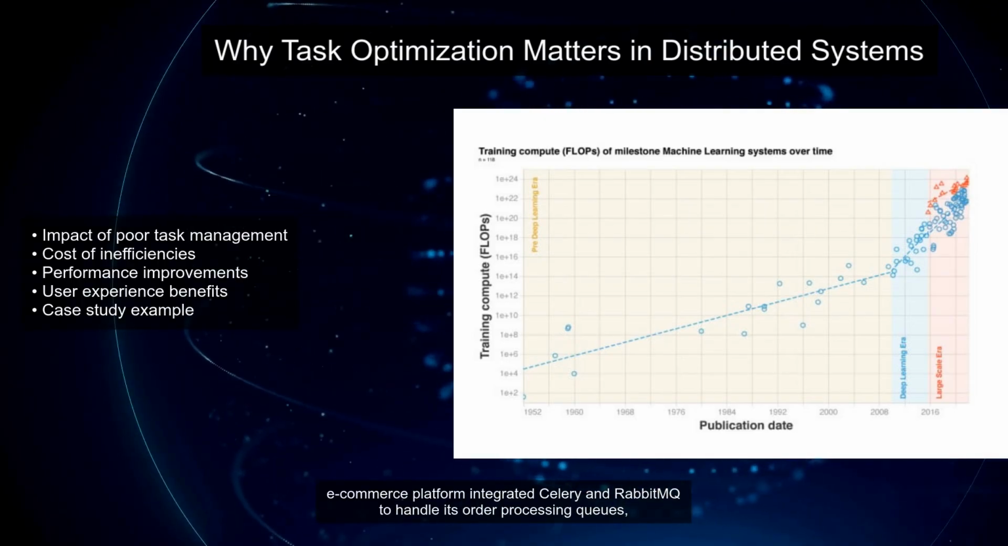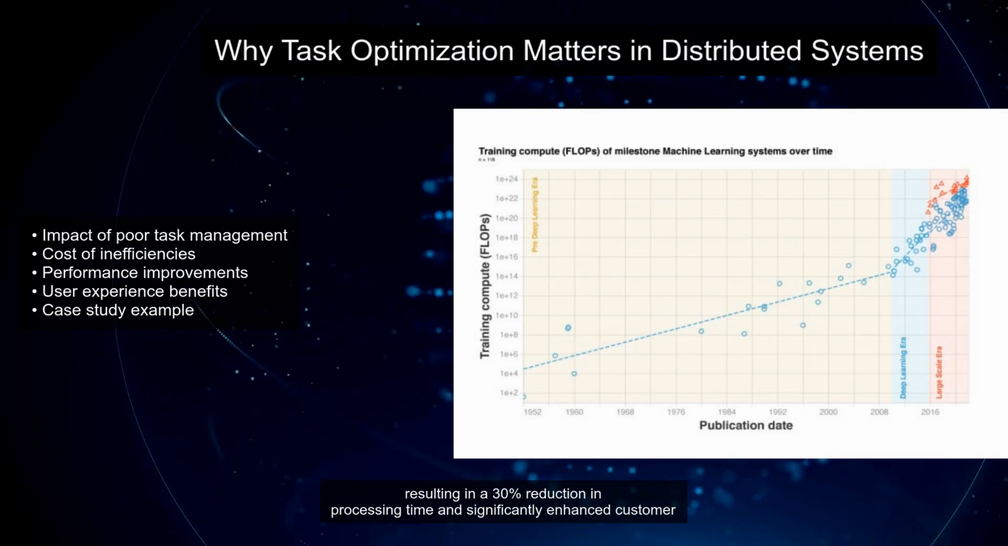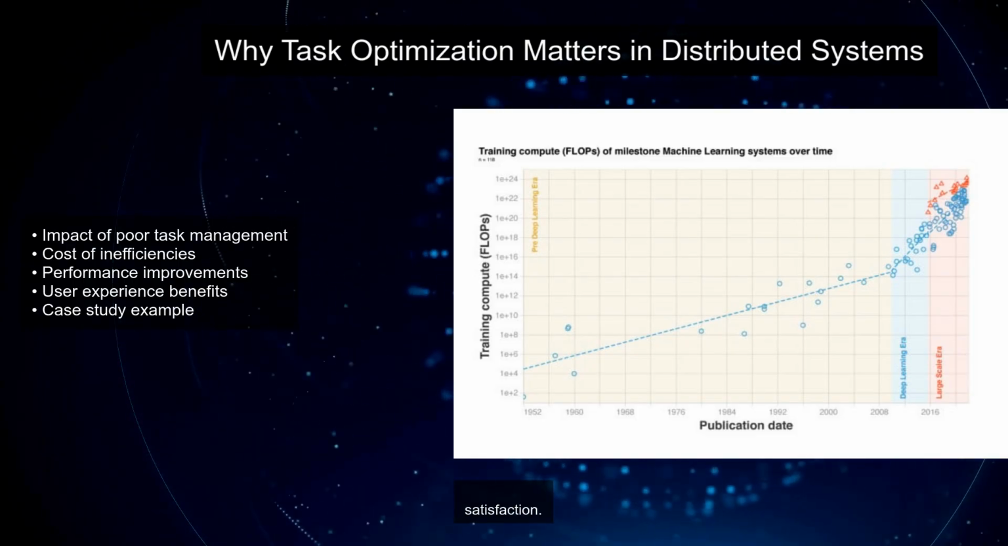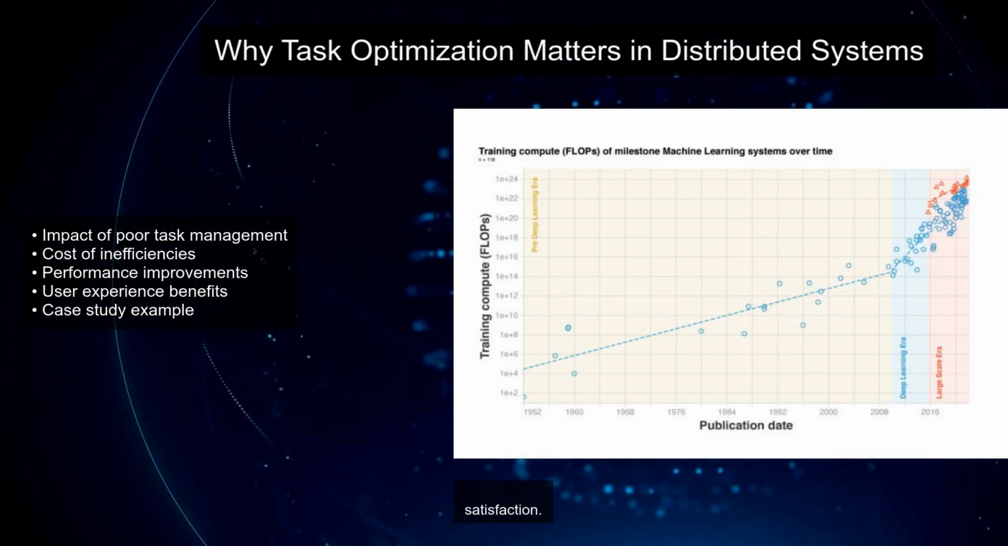For instance, a popular e-commerce platform integrated Celery and RabbitMQ to handle its order processing queues, resulting in a 30% reduction in processing time and significantly enhanced customer satisfaction.